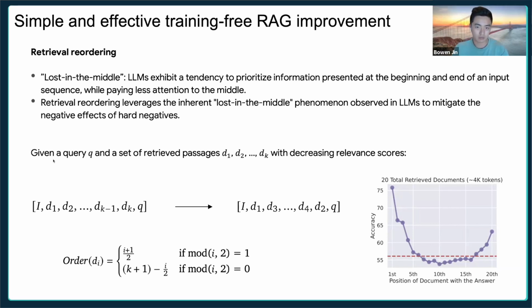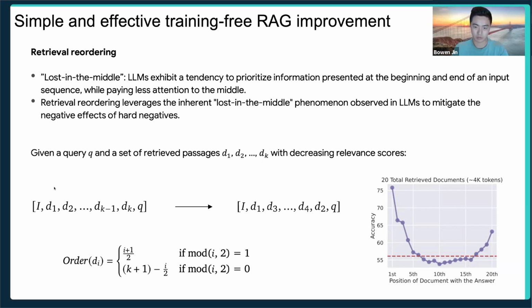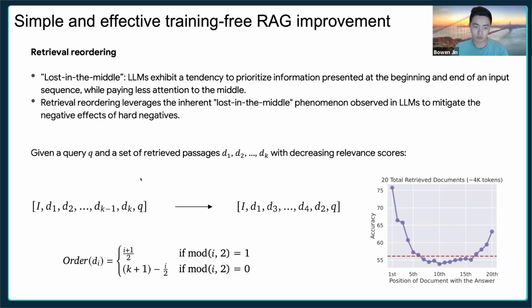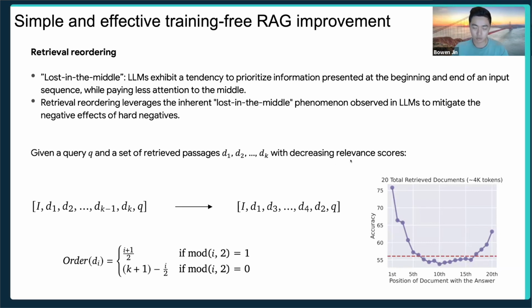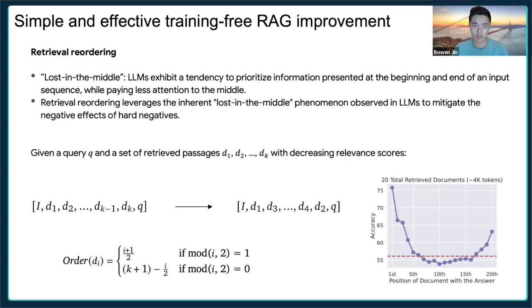So what we do here is, given a query and a set of retrieved passages, D1, D2, up to DK, with decreasing relevance scores, usually the vanilla RAG will just input an instruction together with D1, D2, up to DK, plus the query Q, and input them together into a large language model. But we know that the LLM will focus more on the information at the beginning and the information at the end. So it will potentially focus more on D1, D2, and DK minus one, DK. And we know that DK minus one and DK are given a very low relevance score, which means that they are potentially negative samples rather than relevant documents.